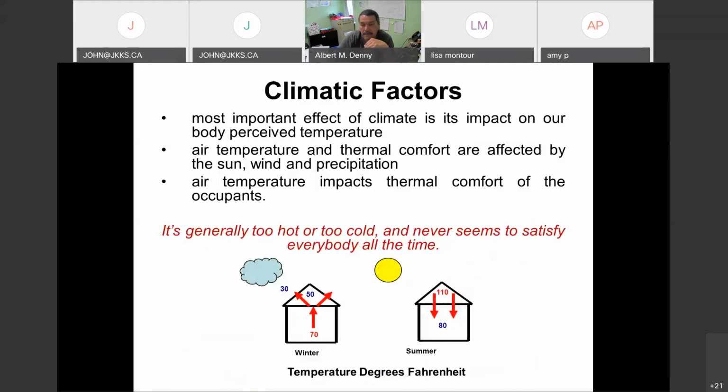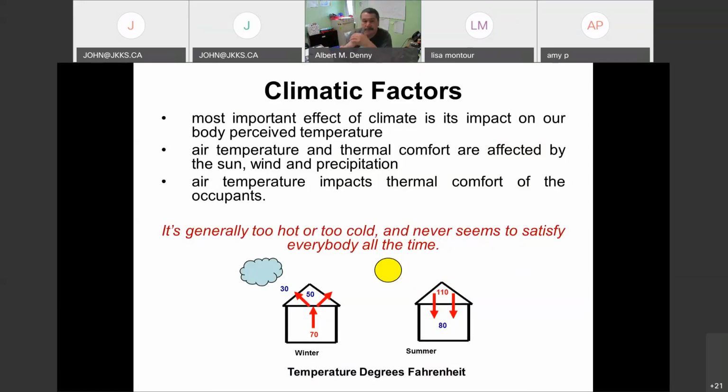John talked a little bit about climate differences, the difference in climate between, we'll call it the extreme north and also Ottawa, or in my case, Windsor. We'll call it the balmy south of most of Canada. So one of the most important things we need to think about is the climate and its impact on our perceived body temperature, which is all about human occupant comfort.